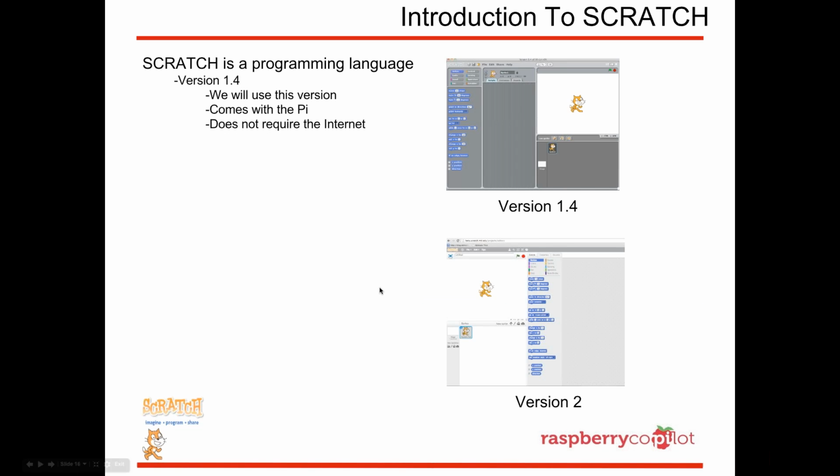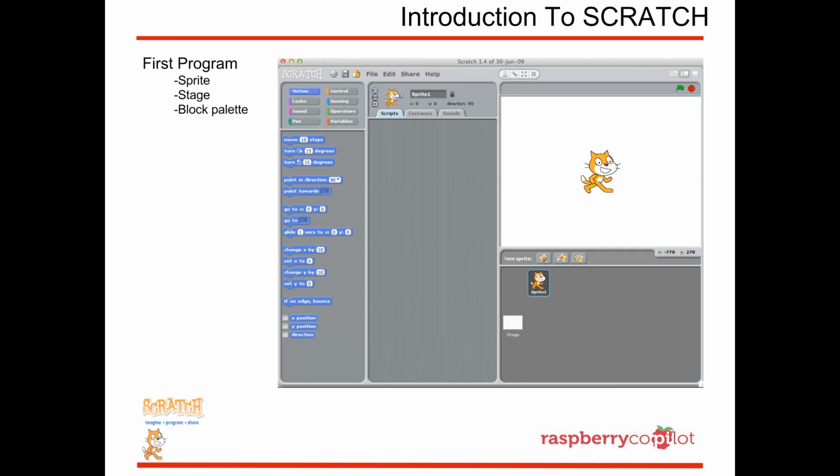All right. Now, to those of you with version 1.4, this is on your Pi. You're going to be using this. So you're going to be watching what we're doing, typing on your Pi. It does not require internet. Now, version 2, we will not use version 2. Version 2 does not come with a Pi, and it requires an internet connection you use through an internet browser. All right. Okay. Let's begin.